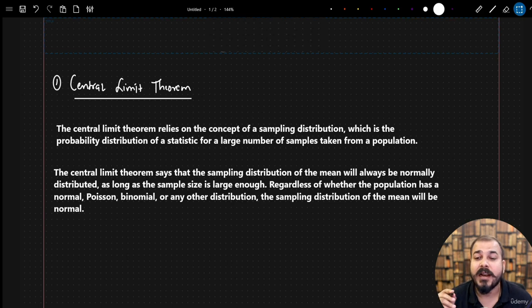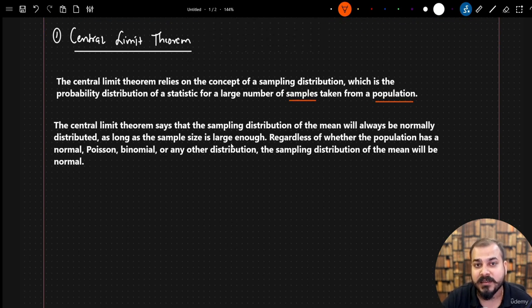So first of all, let's go ahead and understand the definition of the central limit theorem. Here it says that the central limit theorem relies on the concept of sampling distribution. We'll read this statement, understand the definition, and then I will show you detailed examples. So the central limit theorem relies on the concept of sampling distribution, which is the probability distribution of a statistic for a large number of samples taken from a population. Please make note of this important point: samples taken from a population.